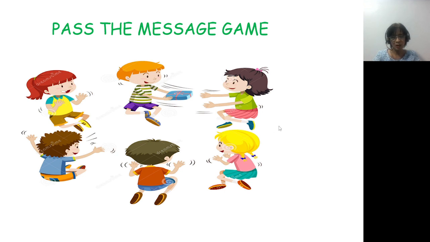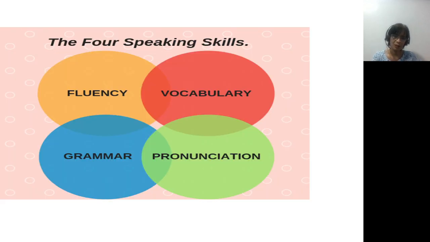You're going to be given strips of paper with messages on them. And this time, since this is an English lesson, we're going to give you sentences, and one person from the team should pass it from one person to another. Whoever gets the most number of sentences correctly should win the game. Okay?